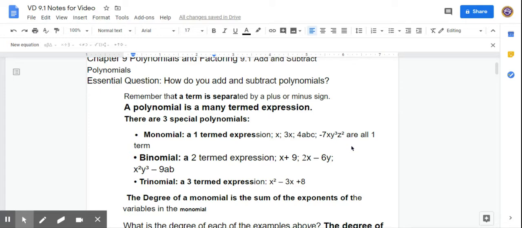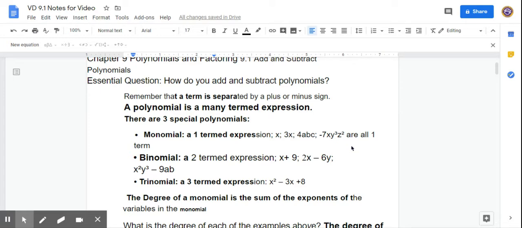A binomial is a two-termed expression. So now it has two terms, x plus 9. X is a term, 9 is a term. 2x minus 6y. 2x is a term, 6y is a term. X squared y cubed minus 9ab. Again, the x squared y cubed is one term because there's no plus or minus sign in between it. And the same with the 9ab. That's one term. So one term in that expression is x squared y cubed. The second term in that expression is 9ab.